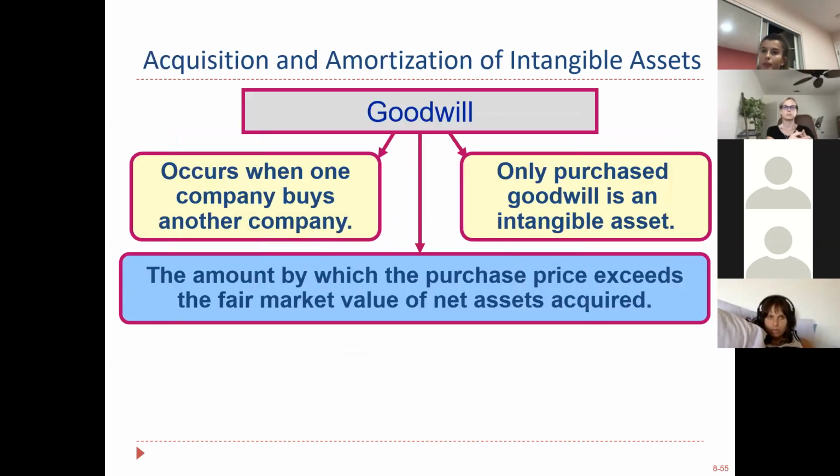And getting to the end of this chapter, and this is kind of the trickier part of the chapter, I think, but I also hope it's interesting. I mean, you're all business people. You're majoring in various business disciplines. Goodwill. It occurs when one company buys another, and only purchased goodwill we're talking about. And it's the amount by which the purchase price exceeds the fair market value of what you bought.